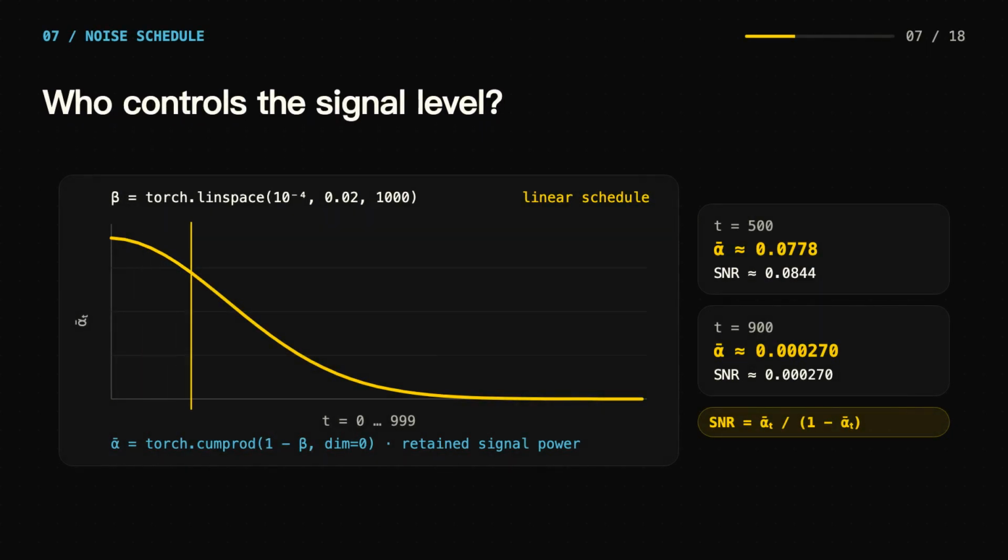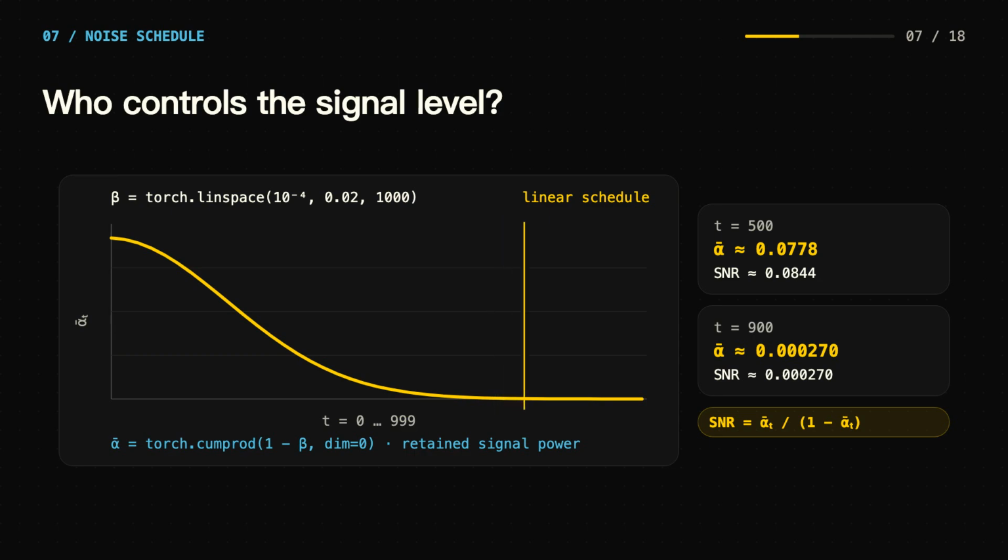The paper increases beta linearly from 10 to the minus 4 up to 0.02 over 1,000 steps. This schedule determines how signal-to-noise ratio decays over time. If the starting beta is too large, the first steps destroy too much structure. If the ending beta is too small, visible signal remains after 1000 steps, even though sampling begins from a standard Gaussian.